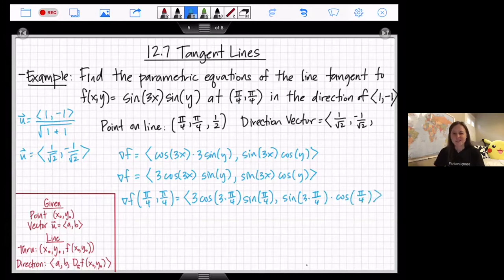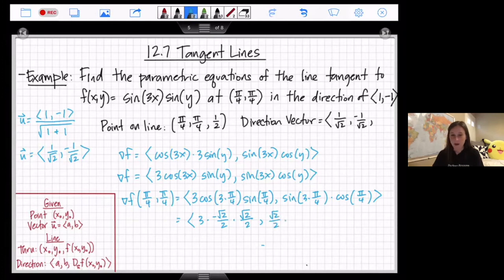Lots of unit circle, but we just did most of this for the z coordinate of the point. So we've got 3 cosine 3 pi over 4. Remember, 3 pi over 4 is over in the second quadrant where sine is positive, but cosine is negative. So we're going to have 3 times negative root 2 over 2 for cosine of 3 pi over 4. Sine of pi over 4 is a positive root 2 over 2. Sine of 3 pi over 4 is root 2 over 2.